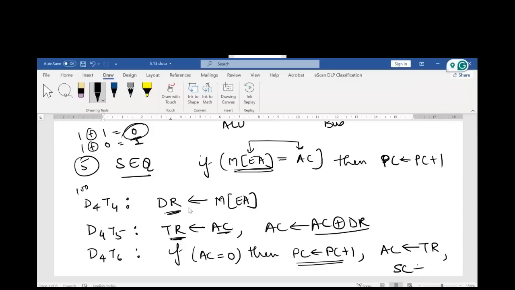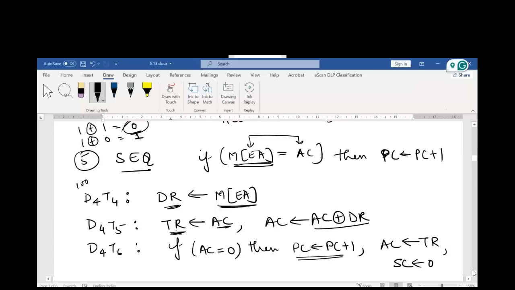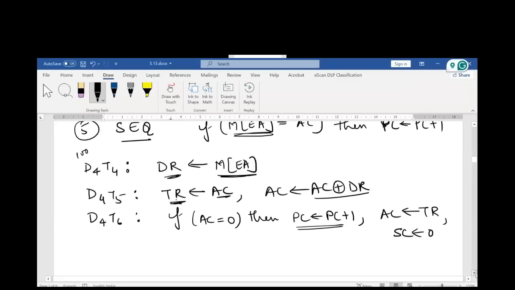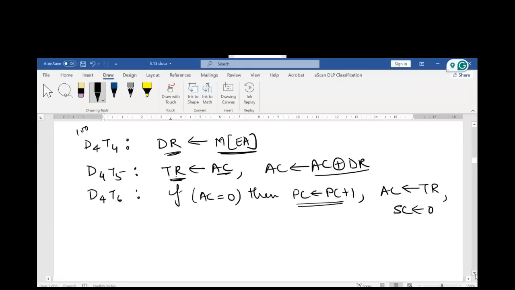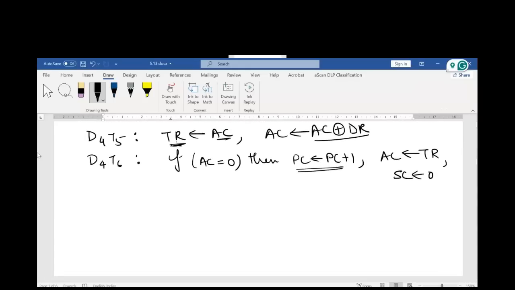So set the sequence counter to 0. Okay, so this is SEQ, skip if equal. We brought the content of memory to DR, AC to TR, then we performed the XOR operation, and if the result of the operation is 0, it means they are the same. If they are the same, skip. Skip means what? PC equals PC plus 1.